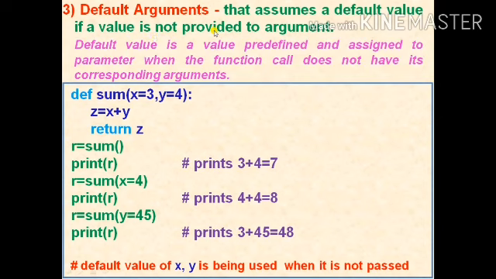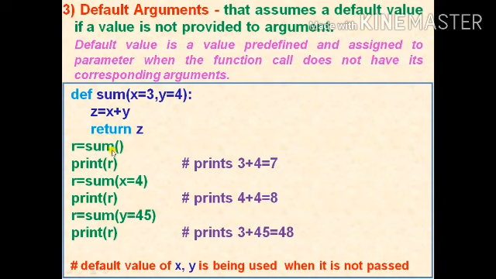If a value is not provided to the argument, then that particular default value will be taken and the execution takes place. A default value is a predefined value assigned to a parameter when the function call does not have its corresponding argument. Suppose we have defined sum with x is equal to 3, y is equal to 4, z is equal to x plus y, and return z. This is a function sum whose default values are already assigned here. X is 3, y is 4.